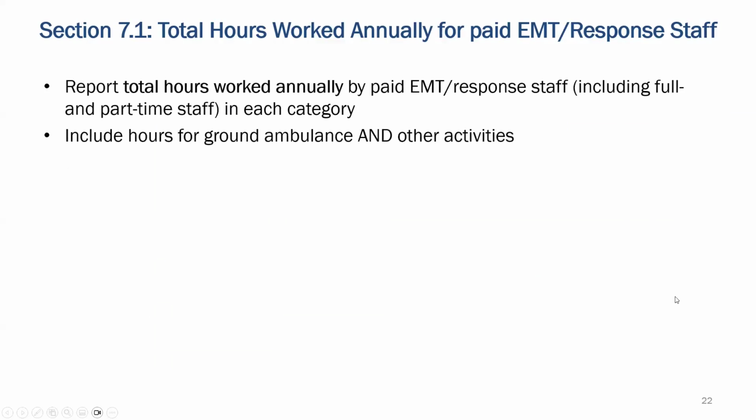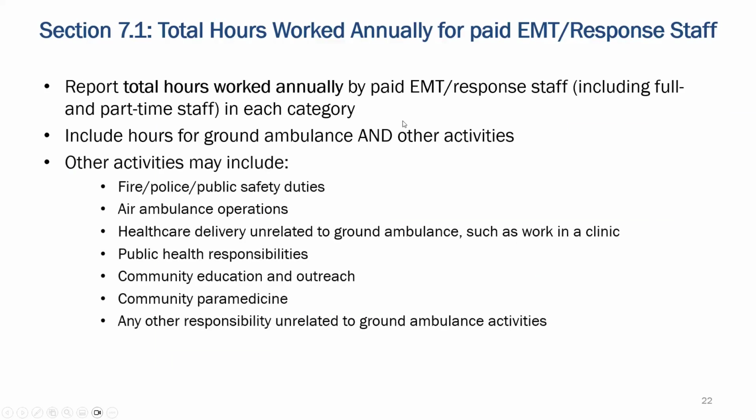For total hours worked, it's very similar. As I mentioned before, you've got to break out hours worked by ground ambulance activities and other activities. And those other activities are separated out one more time. If you're a fire, police, or other public safety-based ground ambulance organization, those hours need to be counted separately. And then everything else goes into this other activities category. That includes air ambulance operation, healthcare delivery outside of ground ambulance, public health responsibilities, community education and outreach, community paramedicine. It really is anything outside of ground ambulance or fire, police, or other public safety.